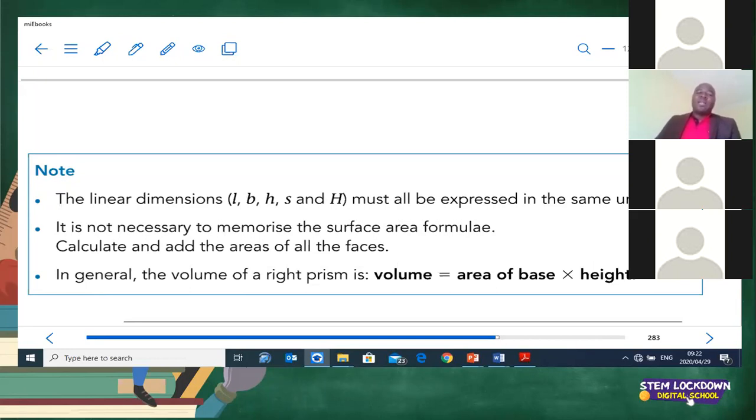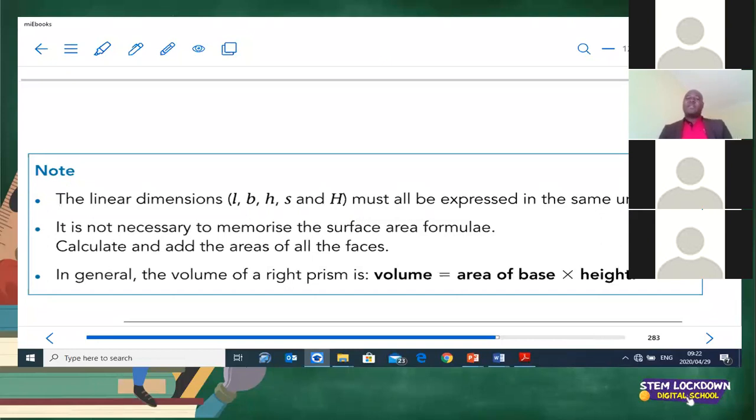It is not necessary really to memorize the surface area formula. You don't have to memorize it. All that you have to know is how to derive it, in fact. You need to know how to find that formula. Do not memorize it. Find a way to develop the formula for the surface area. And how do you develop this formula? You simply add all the areas of all the faces.